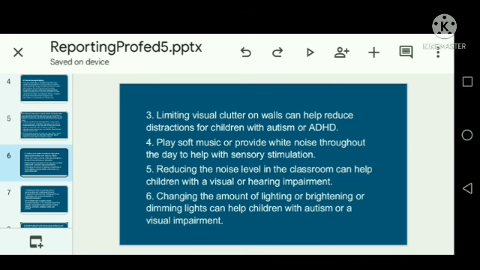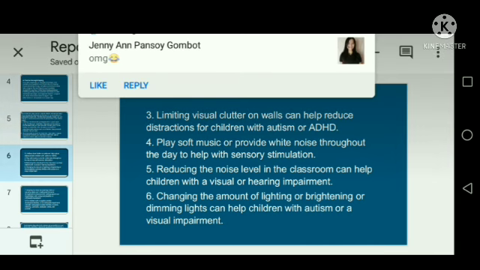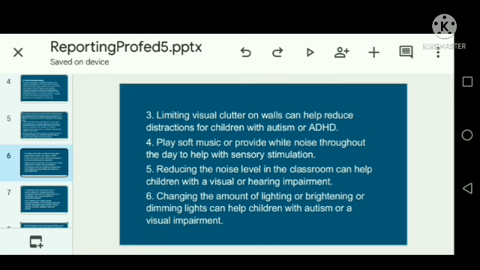Right, so number three is limiting visual clutter on the wall can help reduce distraction for children with autism or ADHD. So inana nga mga bahin. Ma-reduce ang distraction sa mga bata kay usually kana sila ganahan sila og no kanang ma-distract sila kung daghan kayong makita nila sa sulod sa classroom. Okay man gyud nga naay mga designs no, but it should be kuan kanang ilimit lang gid siya aron nga dili ma-distract ang mga bata.